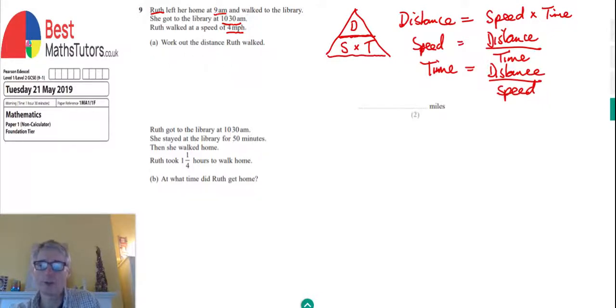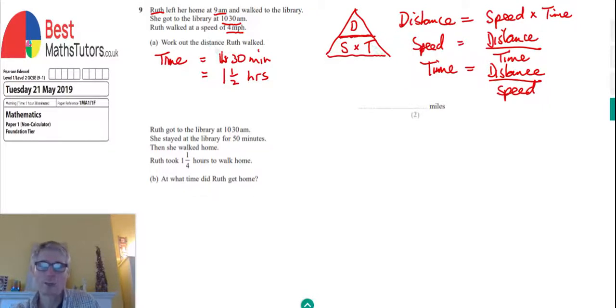So first of all, let's work out the time that she was walking for. So she set off at 9 and got there at 10:30 a.m. That means that she's been walking for 1 hour and 30 minutes. Which is the same, if we know that there's 30 minutes in an hour, then that's the same as 1.5 hours. That's the time she's been walking for.